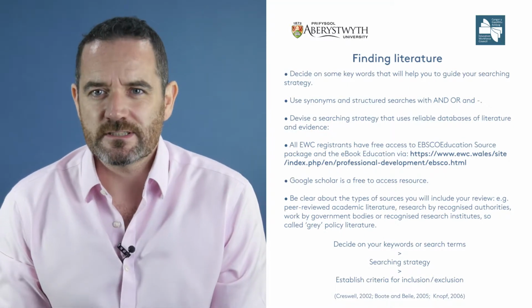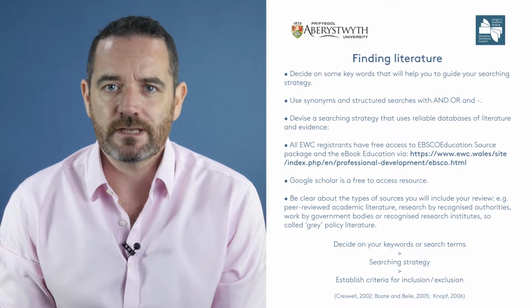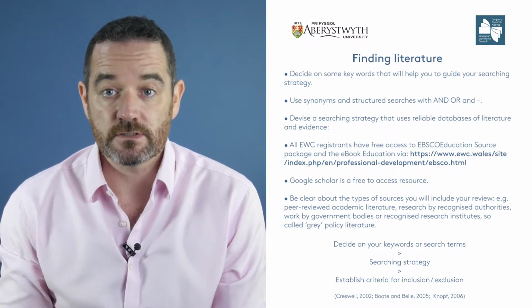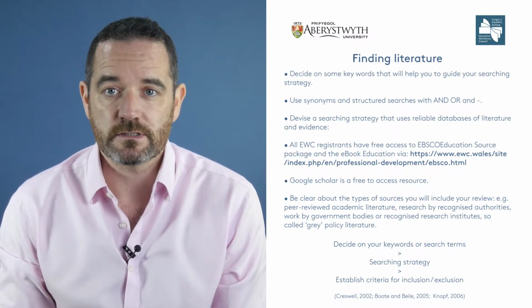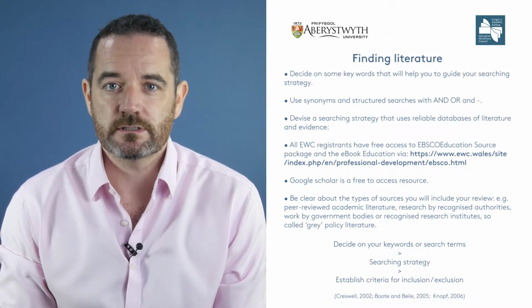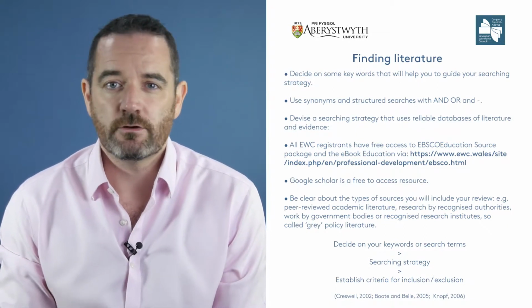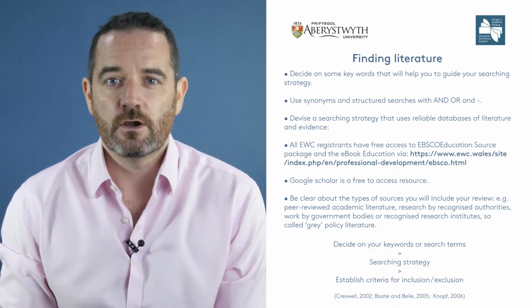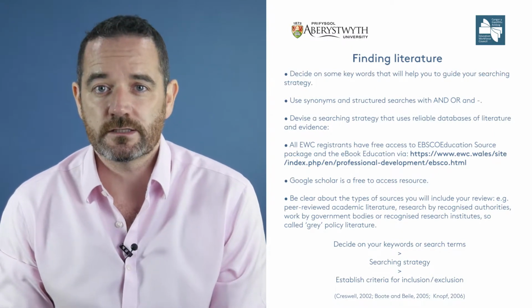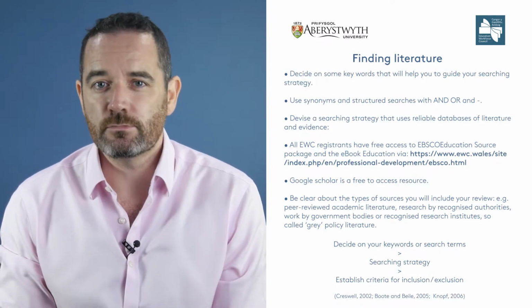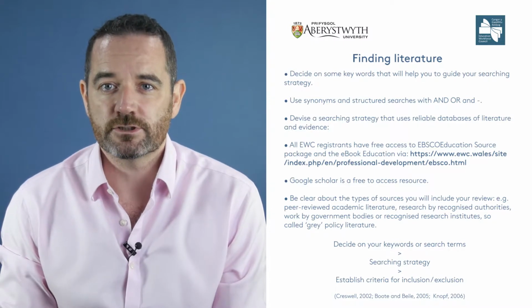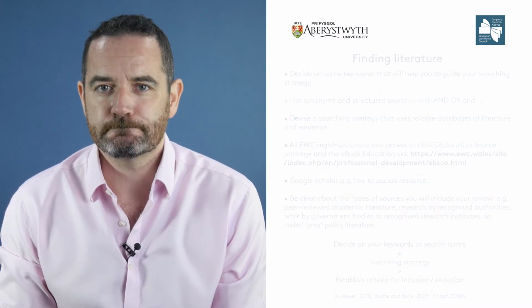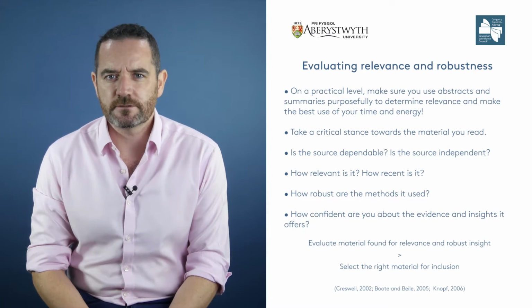The other key point is to set clear criteria for inclusion and exclusion of source material. Some sources are more reliable than others, and by using higher quality sources such as peer-reviewed academic literature, research by recognised authorities, work by government bodies or recognised research institutes, then you can be more certain and confident about the information and evidence that you're looking at. It's also important to use your time efficiently.